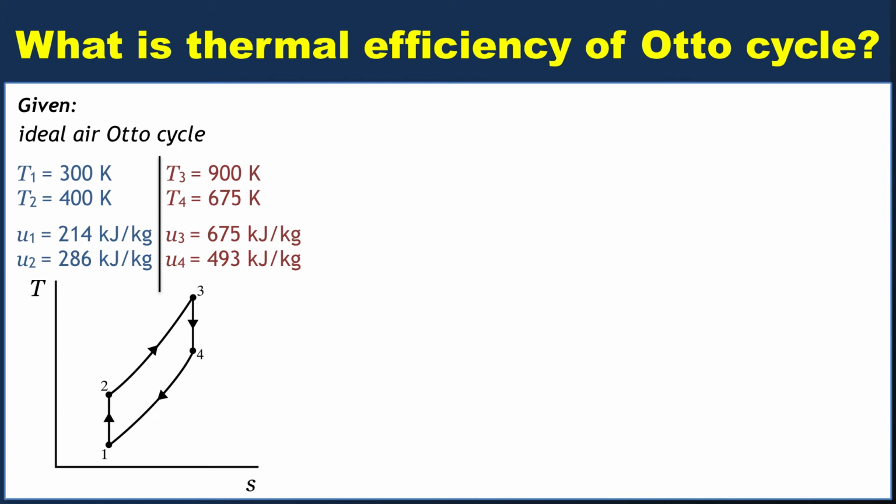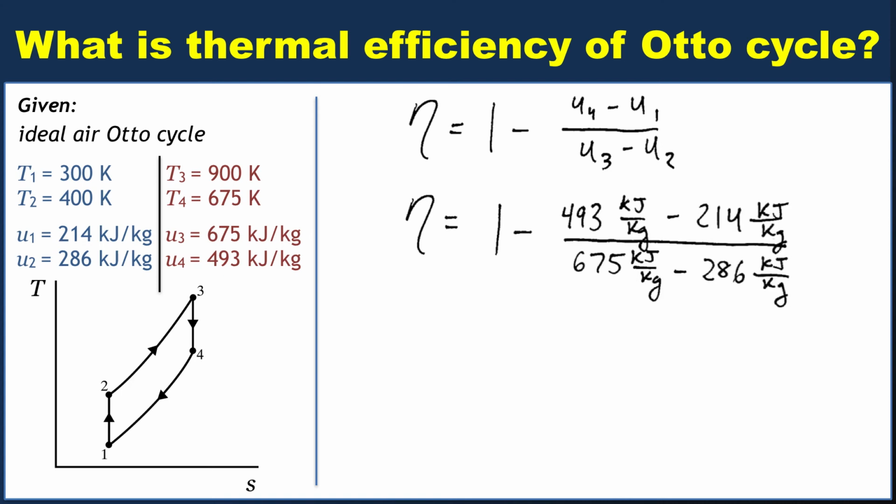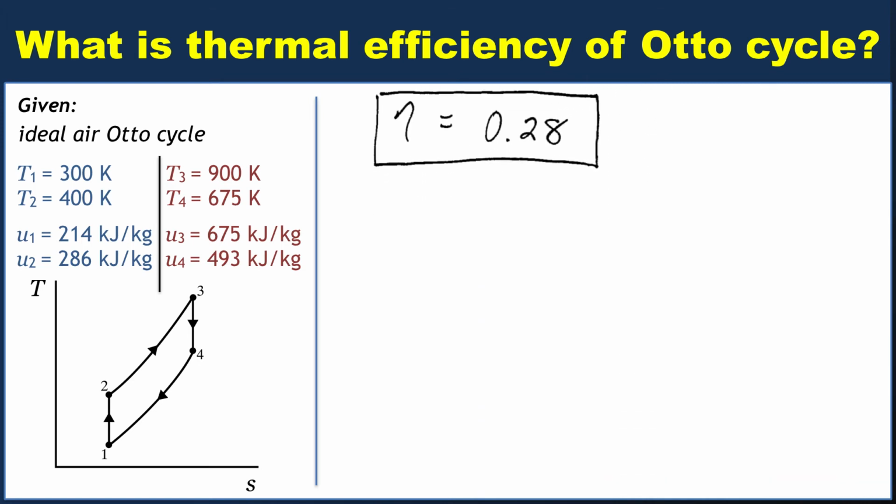Okay, so let's compute the thermal efficiency. Eta is just 1 minus the quantity U4 minus U1 divided by U3 minus U2, and we have all four of those numbers. Let's plug them in. Okay, they're all in the same units, so that works out. Simplify a little, we get that it's 1 minus 0.717, so the efficiency comes out to be 28%, or 0.28. Now, one thing I wanted to illustrate with this example problem is that if we move this up, that's our thermal efficiency, and that is the correct quoted thermal efficiency for this Otto cycle.